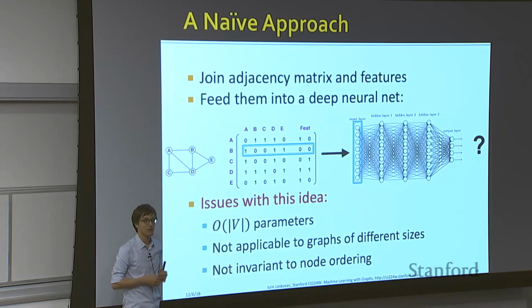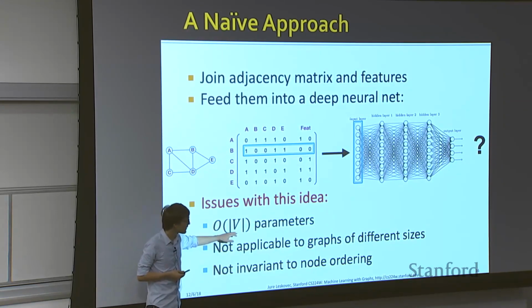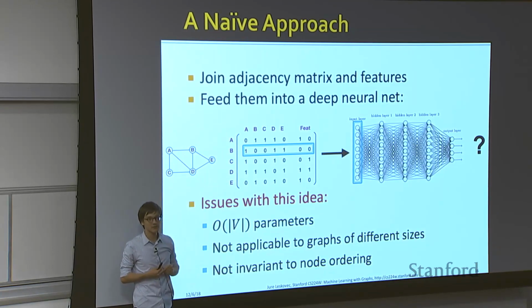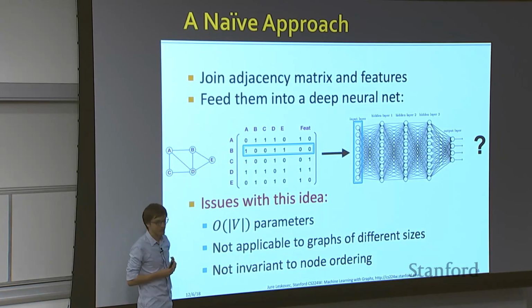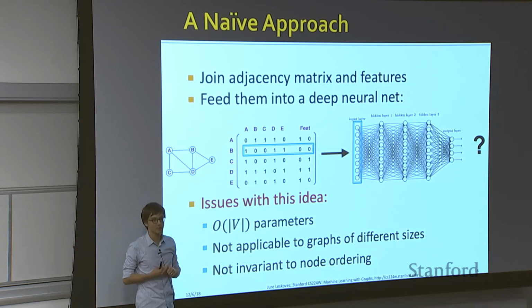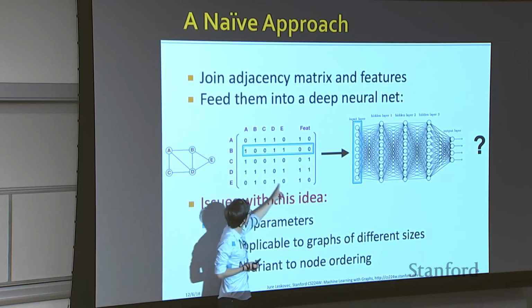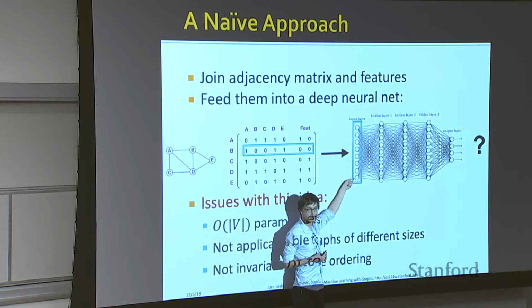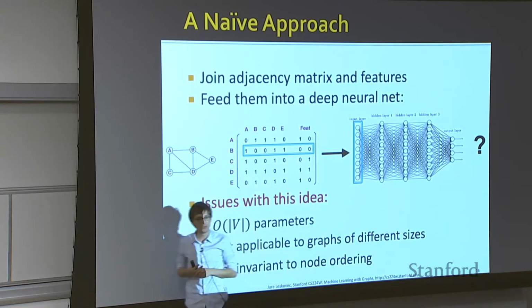As you make the network deeper, it gets even worse. So that's one important thing. Another important thing is that this won't work for a graph on 6 nodes. If you give me now a graph on 6 nodes, I don't know what to do. Then this matrix would be 6 by 6, but I don't know where to add that additional node. So I don't know what to do.